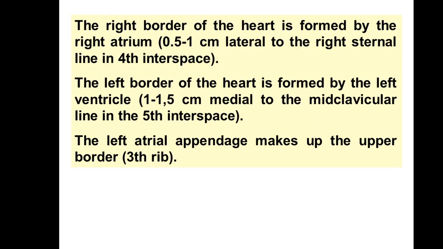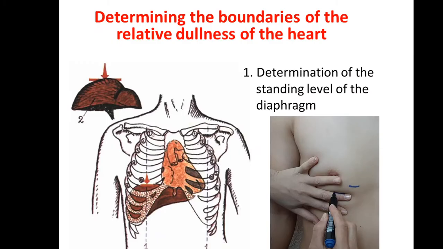The right border of the heart is formed by the right atrium, 0.5 to 1 centimeter lateral to the right sternal line, in the 4th interspace. The left border of the heart is formed by the left ventricle, 1.5 centimeters medial to the mid-clavicular line in the 5th interspace, and the left atrial appendage makes up the upper border, which is localized at the 3rd rib.